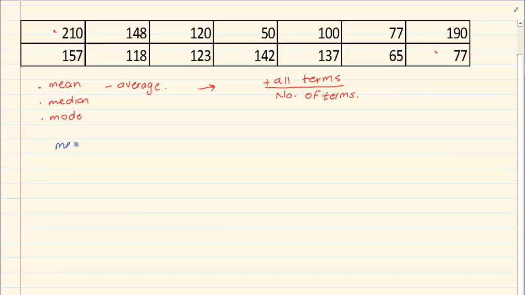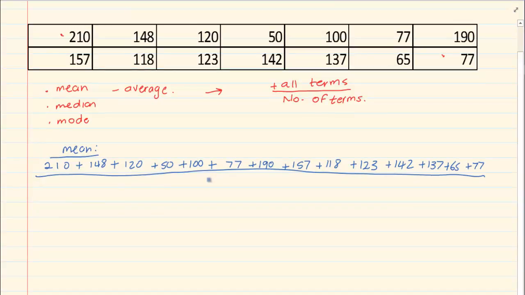So for the mean, we're going to add all the terms and then we are going to divide it by 14, which means that our average is equal to 122, comma, it's got comma 428, but when you round it off it will become comma 43. So our average, our mean is equal to 122, comma 43.